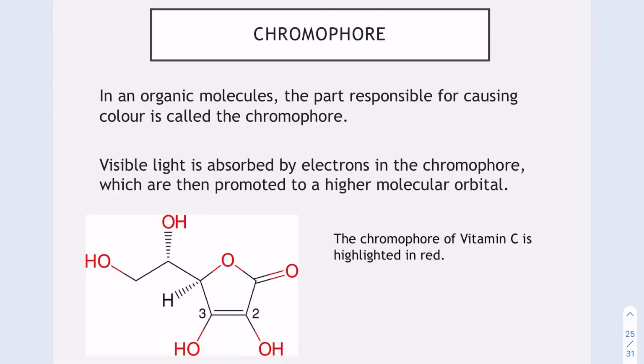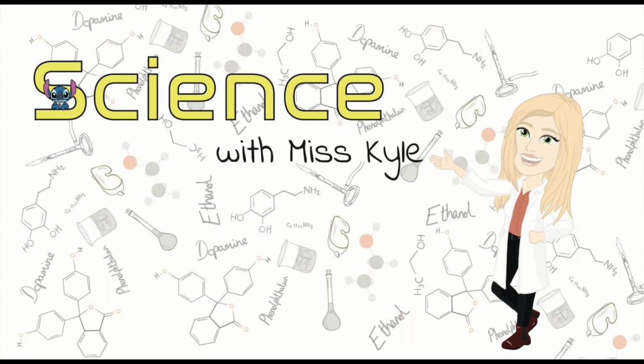And finally, the part of the molecule responsible for causing that colour is what we call the chromophore. Visible light is absorbed by the electrons in that chromophore, which can then be promoted to a higher molecular orbital and therefore cause that transition to make different colours. So for example, with vitamin C, it's all the parts that are in red. If you flick back to the molecule, it's that conjugated system of alternating double bonds. That is your chromophore, because that causes your electrons to be promoted. And that's the video finished on why organic molecules are coloured.